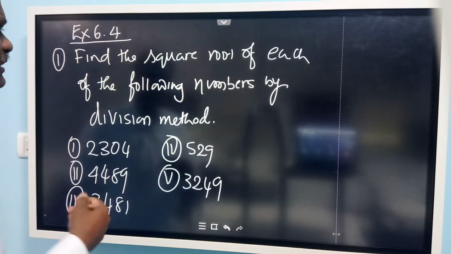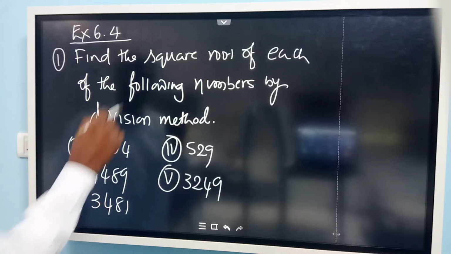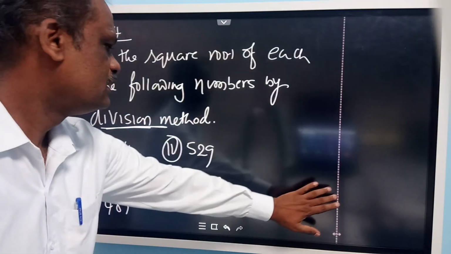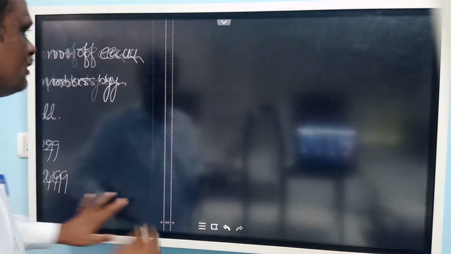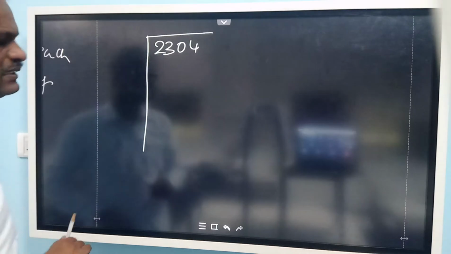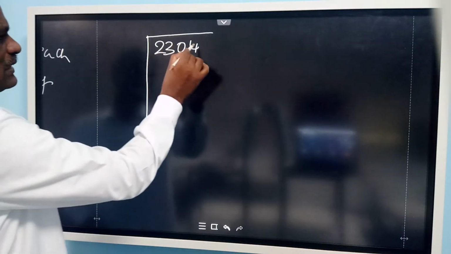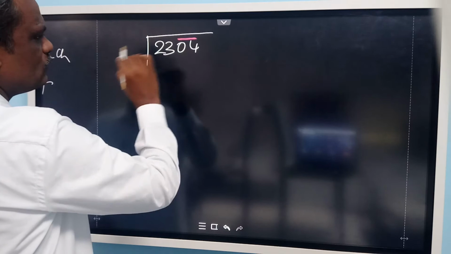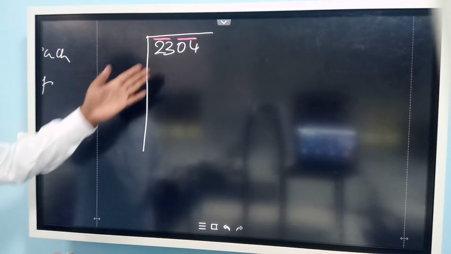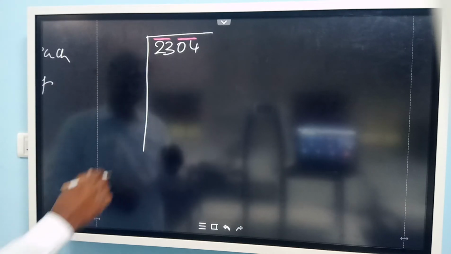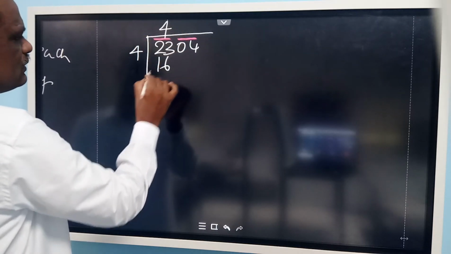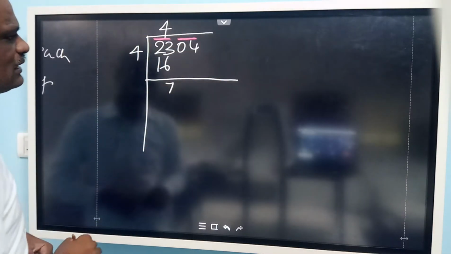We have some questions, only a few questions I am going to do in this exercise. Find the square root of each of the following by division method. So let us select one question, 2304. You can write like this, 2304. As I said, you can group this number into groups of two digits. So you get two groups here. The left group is 23. Nearest square number: 5 5s are 25, therefore 4 4s are 16. Subtract this one. Then 7 is the remainder.